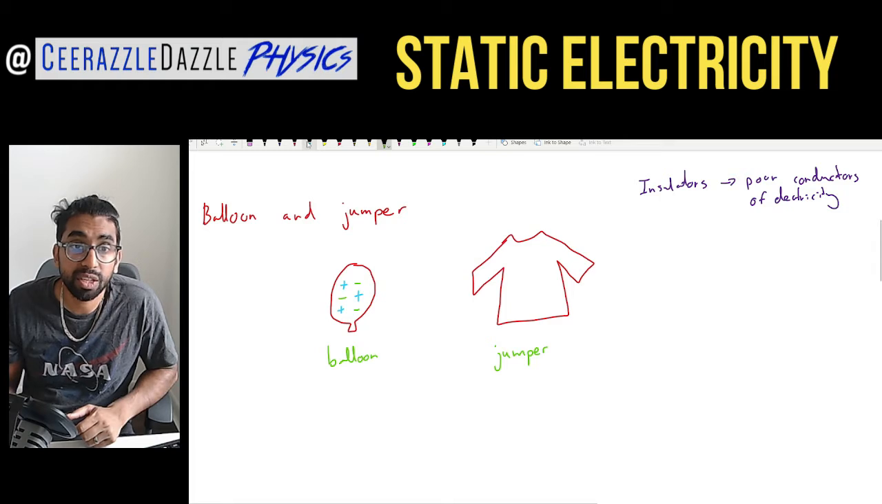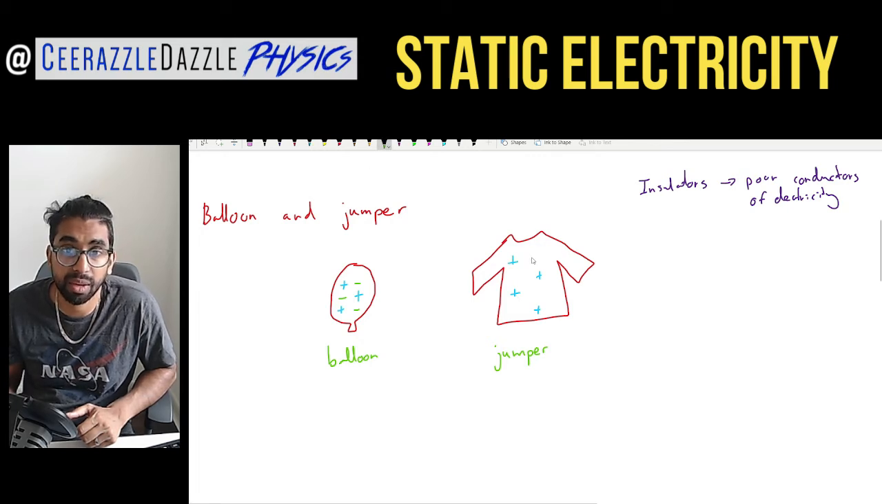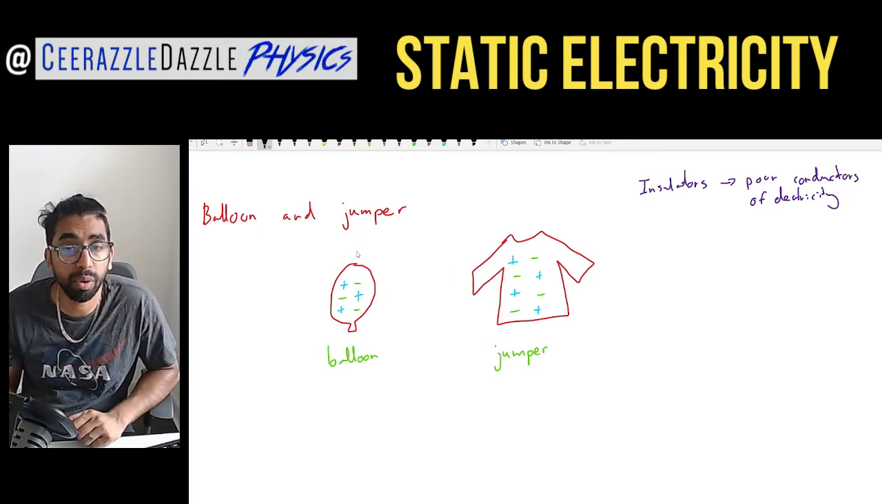And the jumper as well at the start, guys, obviously it has some positive ones and some negative charges over here. There we go. So this is at the start, everyone. This is the start before we rub them together.